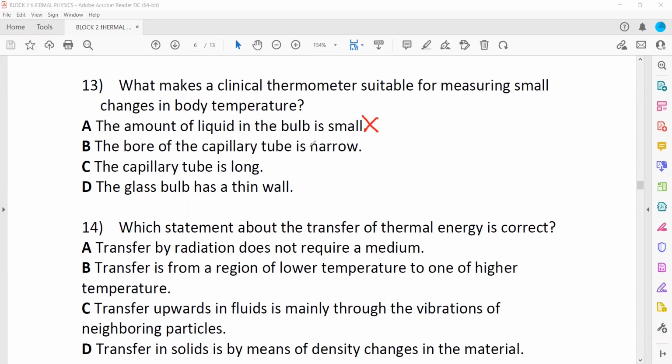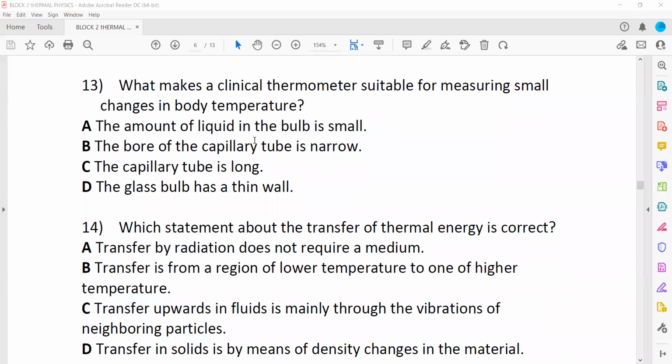The bore of the capillary is narrow. That's true. If we use a narrow capillary, we can measure a small change in temperature. The length of the capillary tube being longer will affect the range. And the glass bulb having a thin wall will affect the responsiveness, or it will make it quick acting. Like it will respond quickly. So B is the right answer.